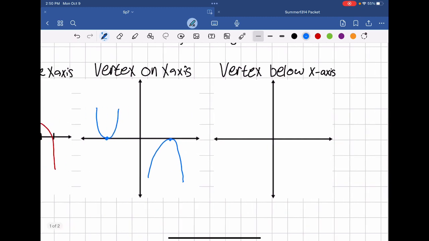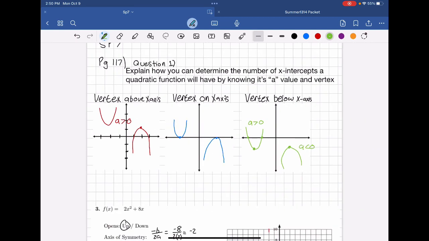right? So now if we have the vertex below the x-axis and it opens up, or a is greater than 0, again we have 1 and 2 x-intercepts. Now if we have a is less than 0, again it's going to be 0 x-intercepts.